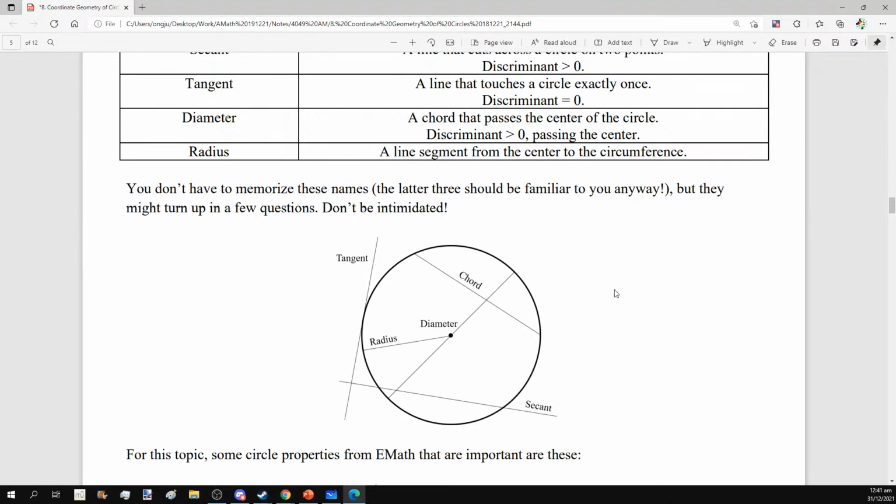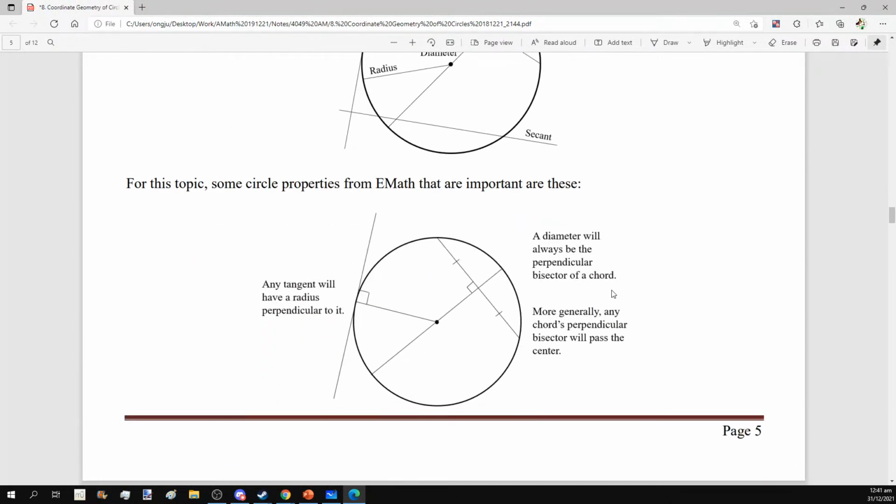Now, one important thing I want to talk about before we move on to the last section is there are some circle properties, some geometric properties of circles from eMath that are pretty important. First of all is tangent perpendicular radius. Any tangent will always have one radius that is perpendicular to it. As a reminder, radius means you start from the center and you go towards the circumference.